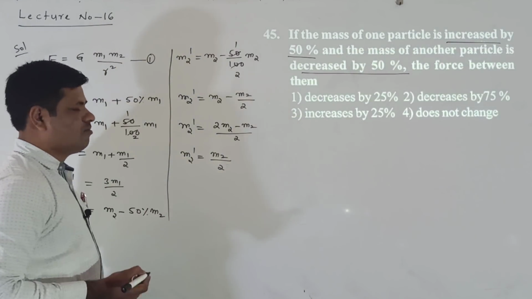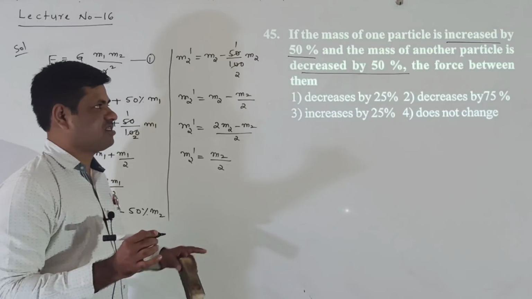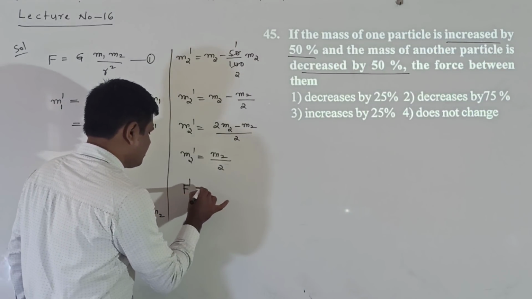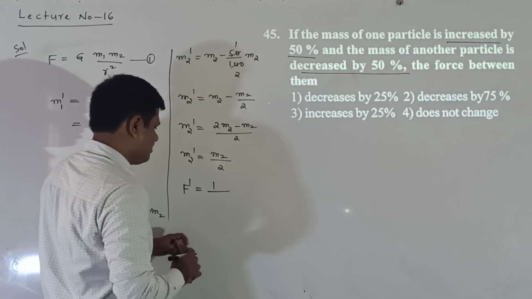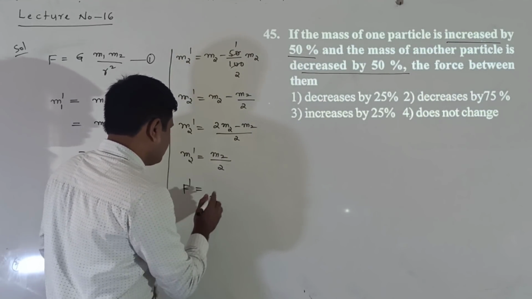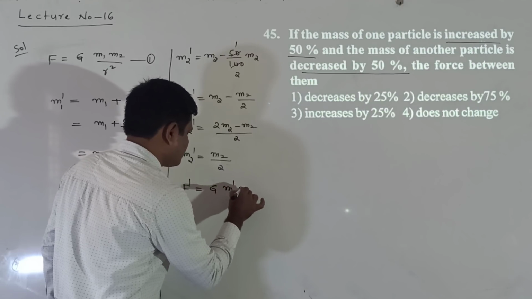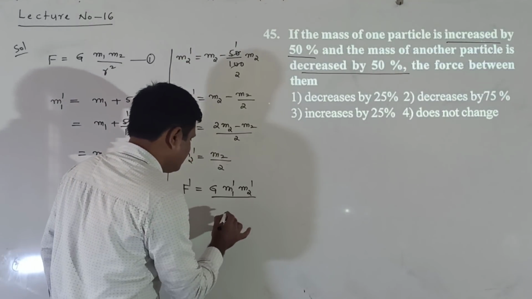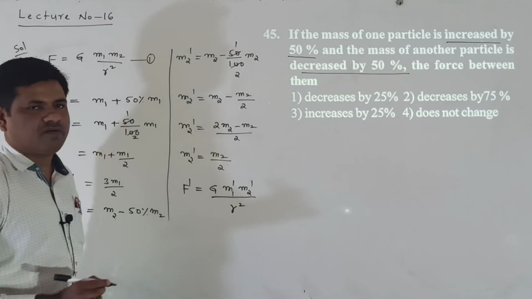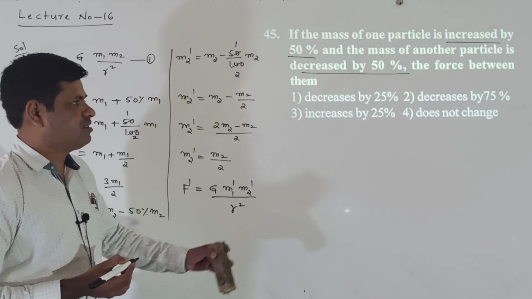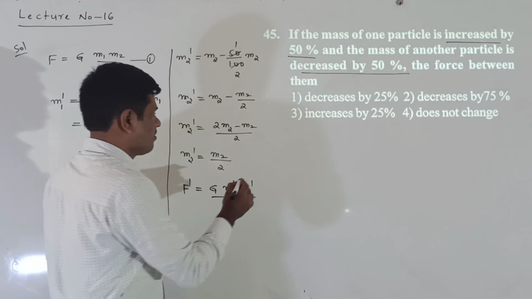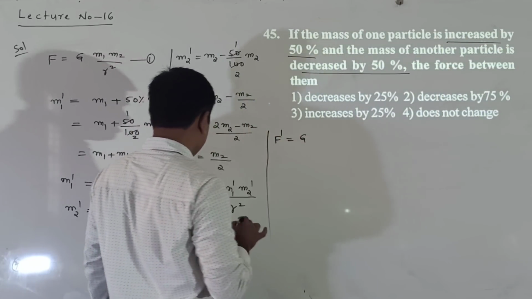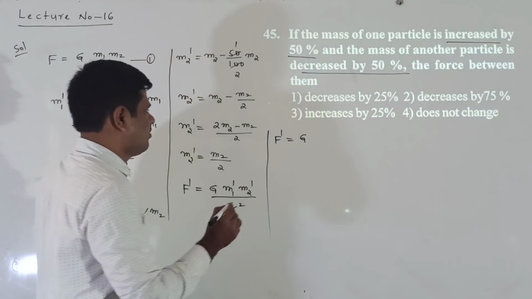Now I am writing the force between these new masses. The distance cannot change, the distance is the same. The force between the new masses can be taken as F dash. F dash is equal to G into m1 dash m2 dash by r square, because the new masses are m1 dash and m2 dash. The distance r square is the same, only the masses change. What happened here? F dash is equal to G into m1 dash, where m1 dash is equal to 3m1 by 2.